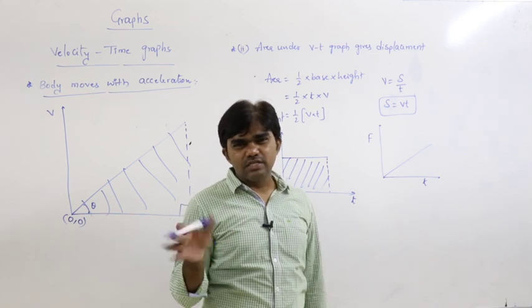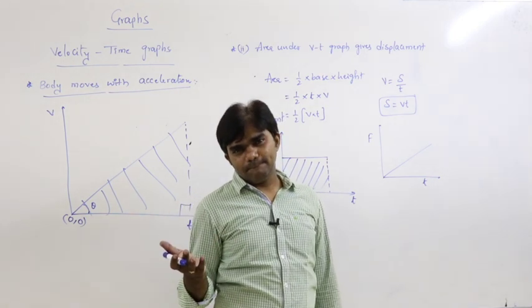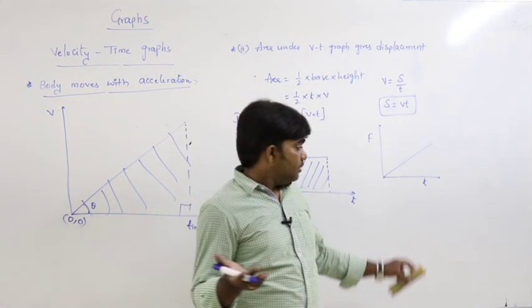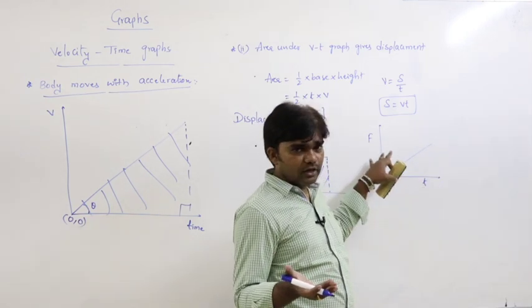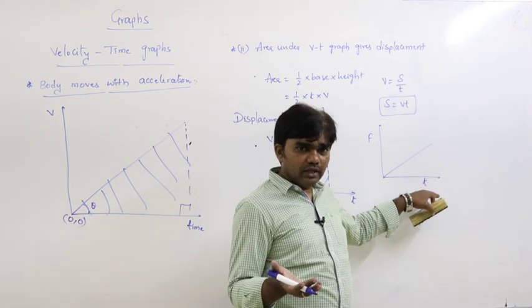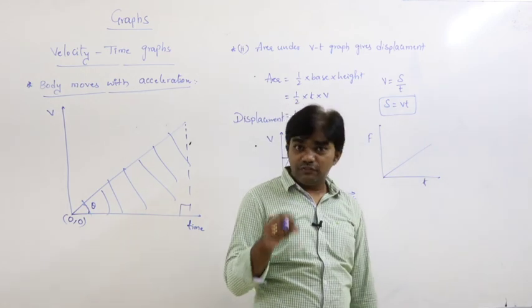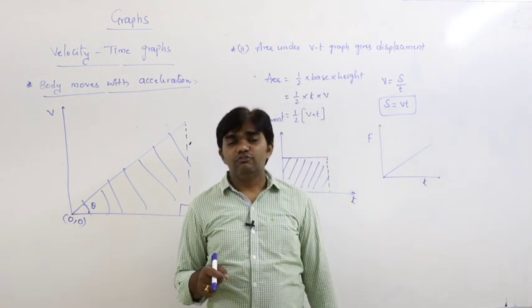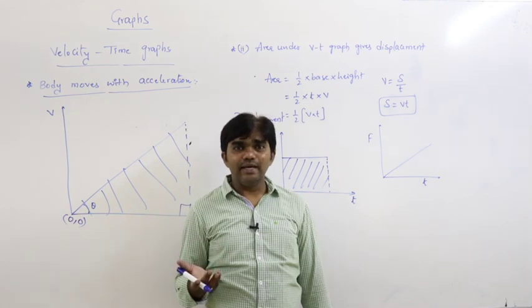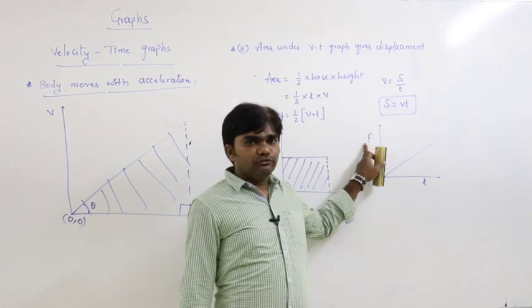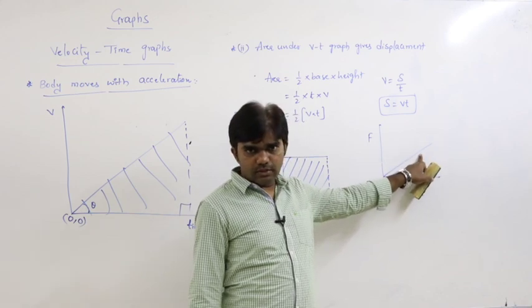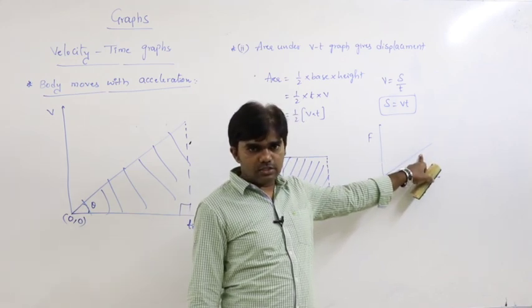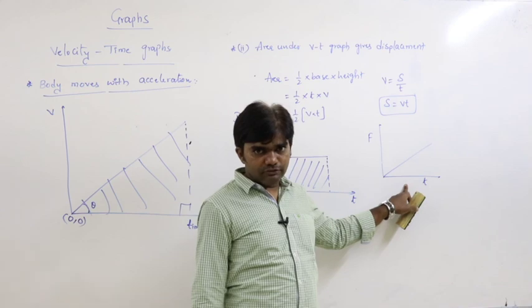We don't have the physical quantity force by time. Now the area under the graph: half into base into height, T into F. We have the physical quantity force into time, that is called impulse. So the area under the force time graph gives impulse. The force time graph is a straight line passing through the origin.